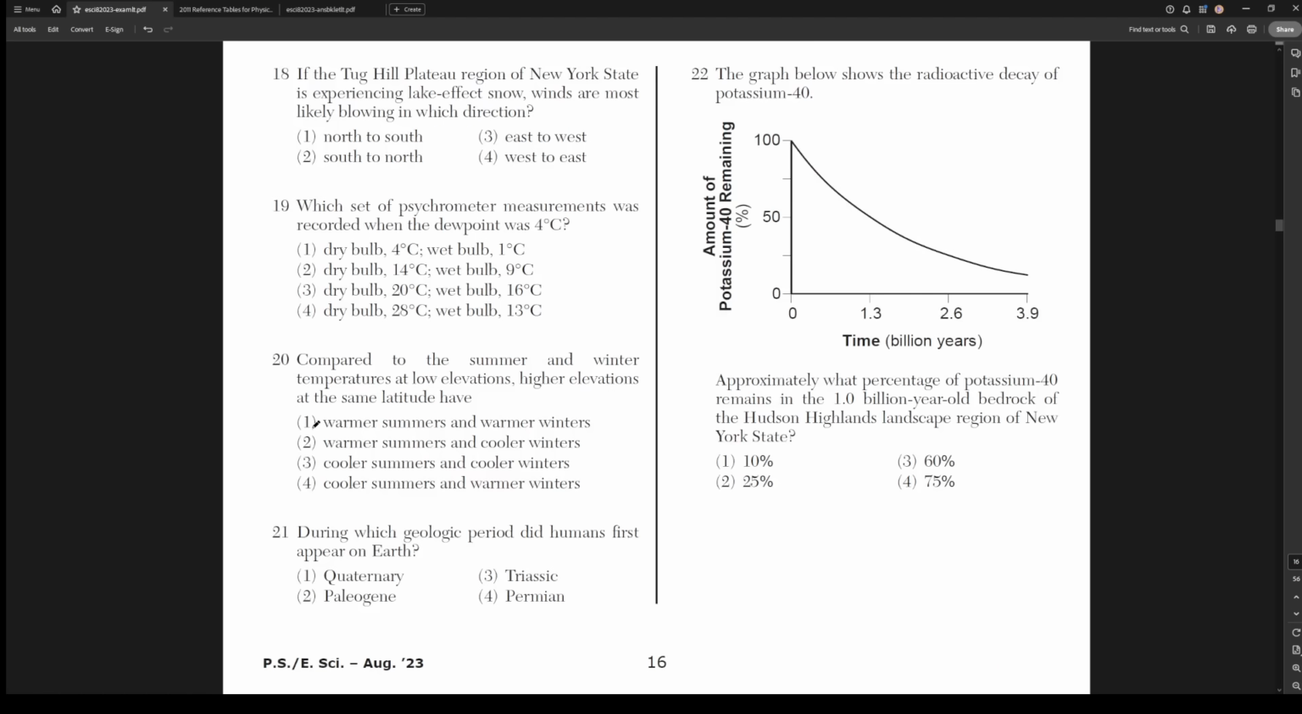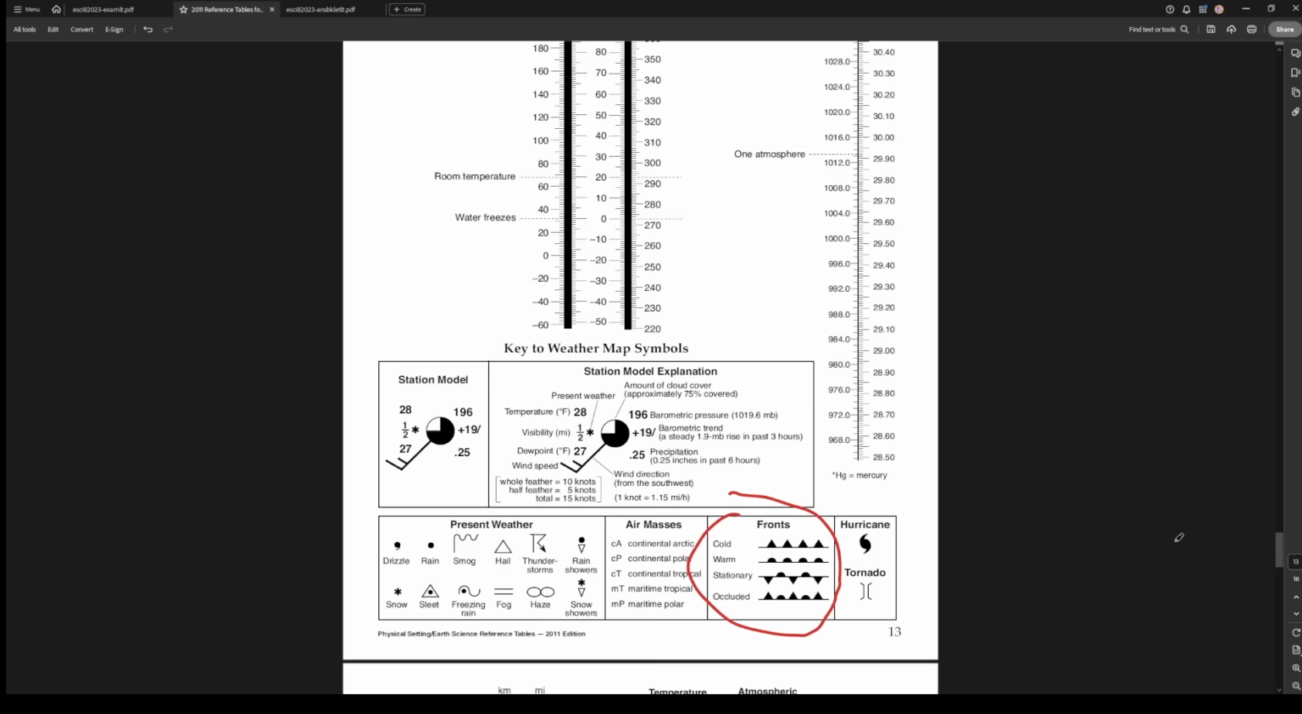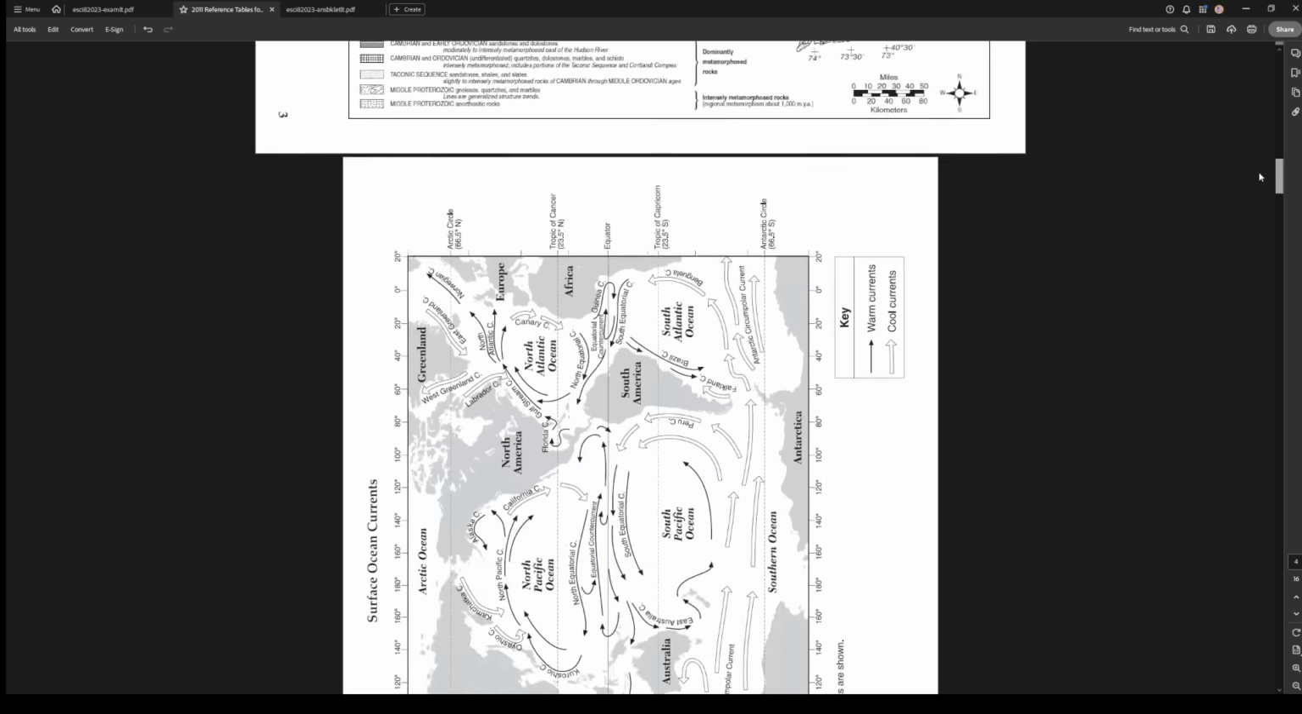2. If the Tug Hill Plateau region of New York State is experiencing lake effect snow, winds are most likely blowing in which direction? Okay, so lake effect snow, essentially what we want, I'll just draw it down here. We want the wind to come over the lake and then drop all the water on the other side. That's the point of lake effect snow. It takes the water from the lake essentially and uses it to snow on the opposite side. So it's saying the Tug Hill Plateau region, so we got to go to the landscape regions map on here.